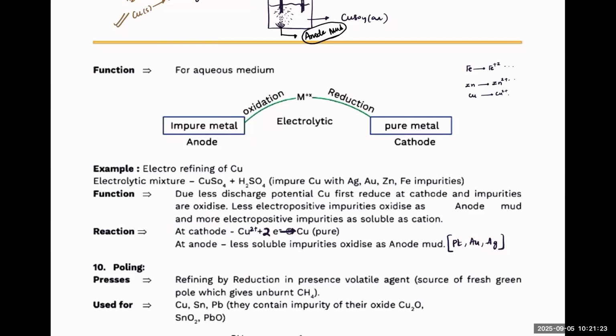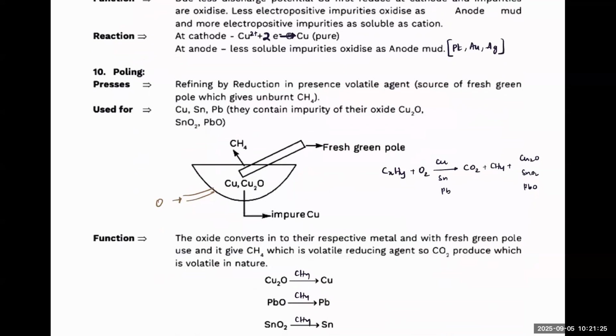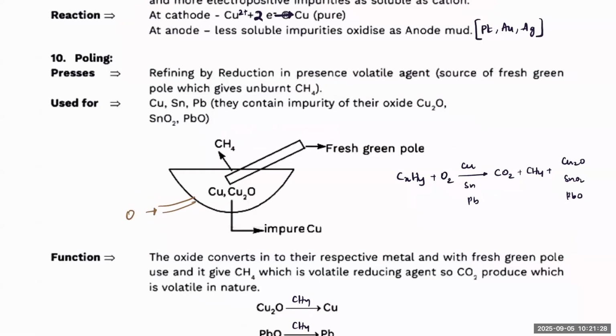The next process of refining is poling. If the refining by reduction is in the presence of a volatile agent, a source of fresh green pole is used, basically bamboo. Bamboo poles are being used, which will give unburnt methane in molten form. This unburnt methane is used for copper, tin, and lead.